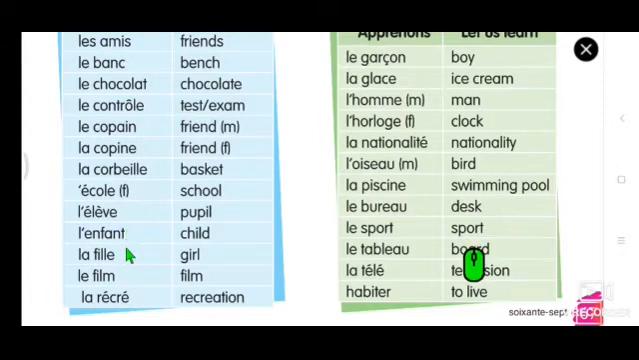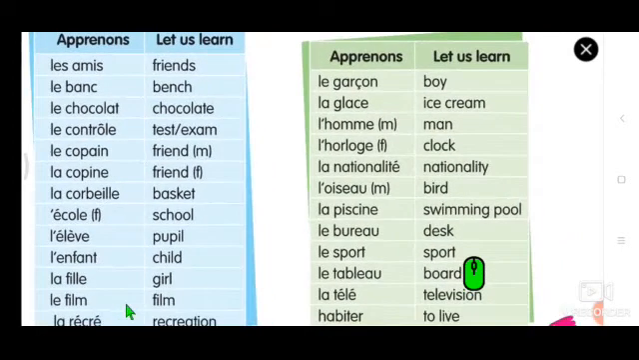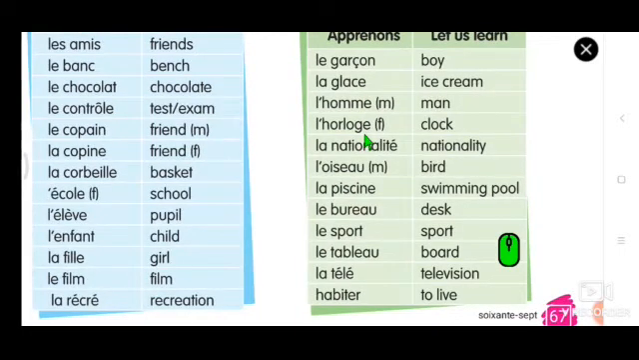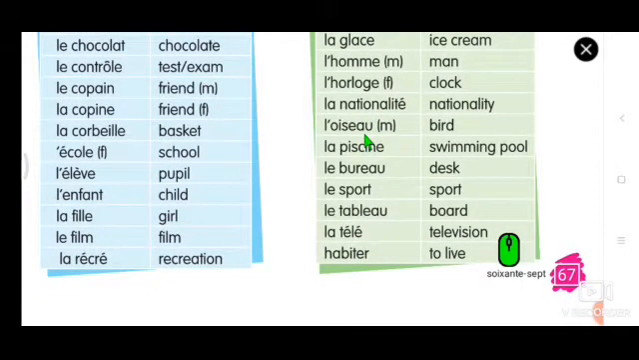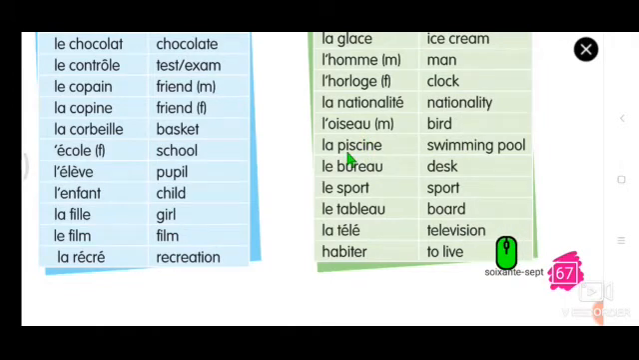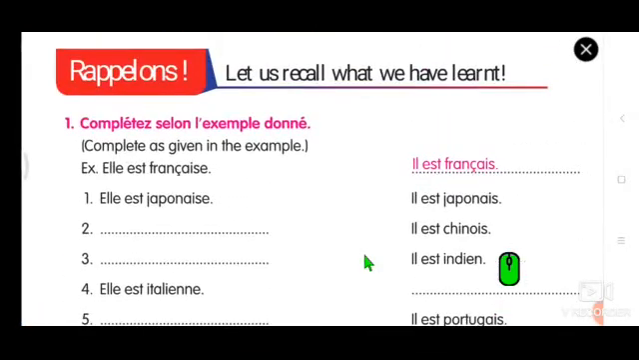L'enfant, la fille, le film, la récré, le garçon, la glace, l'homme, l'horloge, la nationalité, le vaisseau, la piscine, le bureau, le sport, le tableau, la télé, habiter. I think that's it with lesson 6.